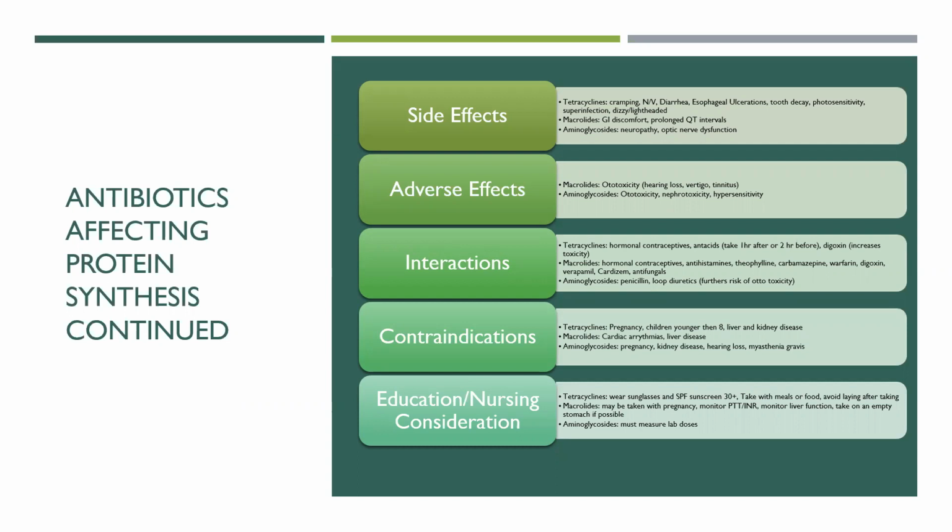Then lastly, we have our aminoglycosides, which can cause neuropathy and optic nerve dysfunction, and more severely, that ototoxicity that we also see with the macrolides, nephrotoxicity, and hypersensitivity. Interactions is with penicillins and loop diuretics. If taken with a loop diuretic, it can further the risk of ototoxicity. It is contraindicated in pregnancy, kidney disease, anyone with hearing loss, and anyone that has had myasthenia gravis.